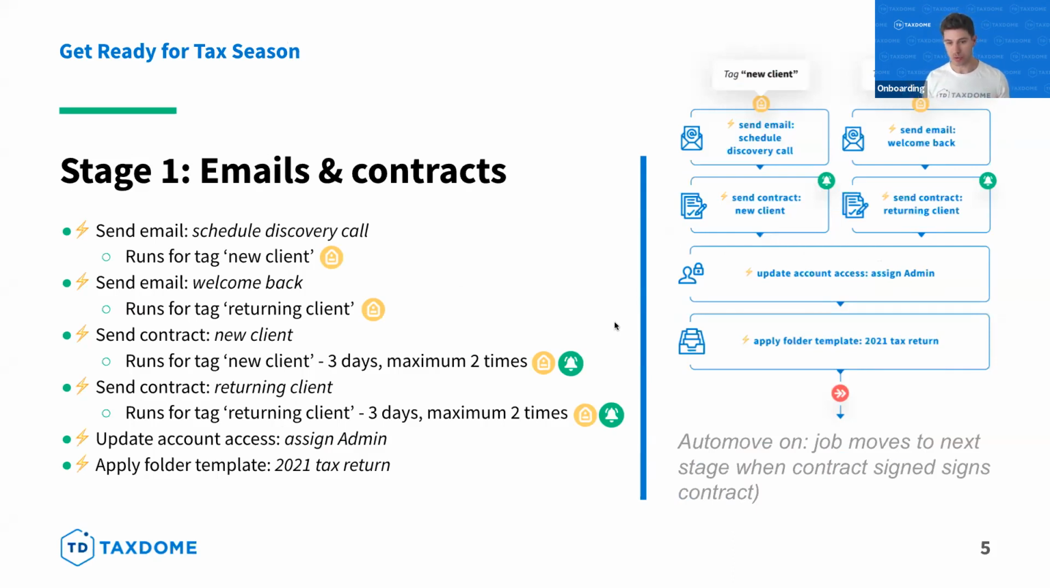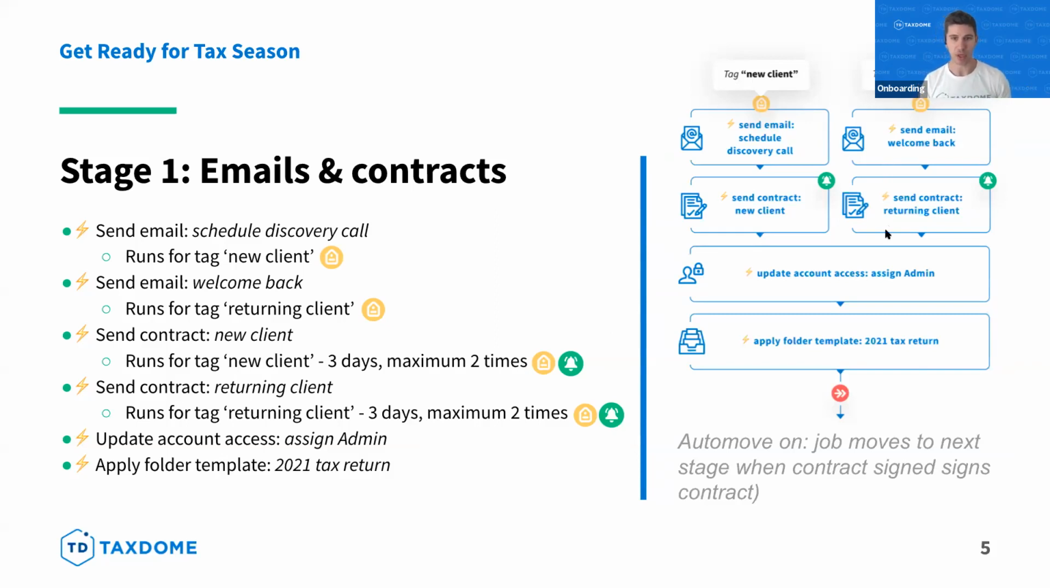Now, there are two different email templates. One of them is for your new clients. So if you tag a client with a new client, any new client that enters this pipeline is going to receive an email to schedule a discovery call. Now, any returning clients, you don't need to do a discovery call with them. You just need to welcome them back to your process. So your returning clients, anyone that you tag returning client, is going to receive a different email of welcome back.